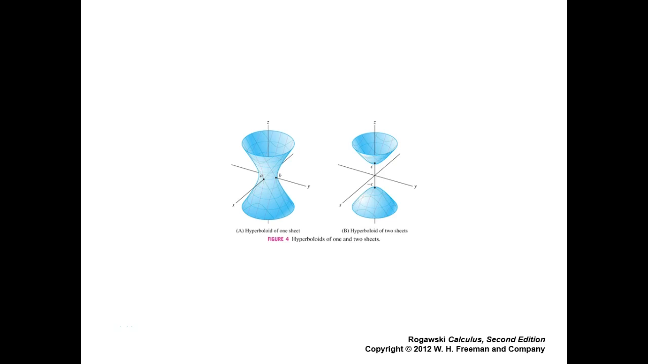Here's one. There's a red one here and a red one there. You can imagine another one in here and another one here. You have little hyperbolas that way, and this way. And guess what? Your horizontal traces here are ellipses. Your vertical traces are hyperbolas.